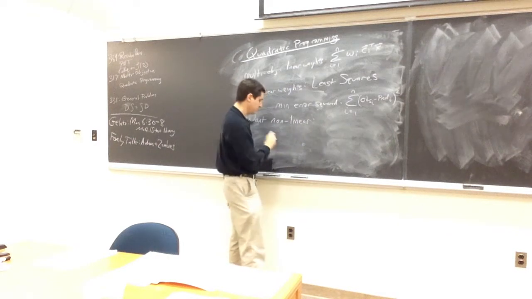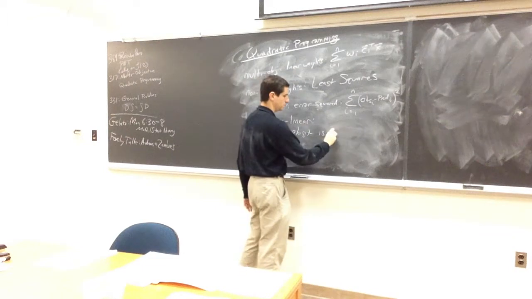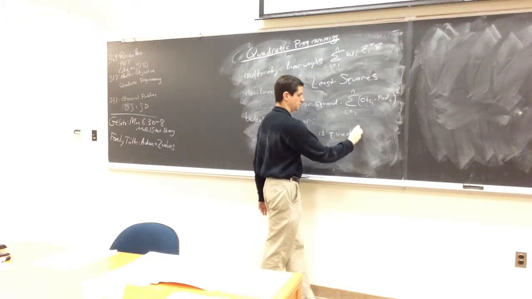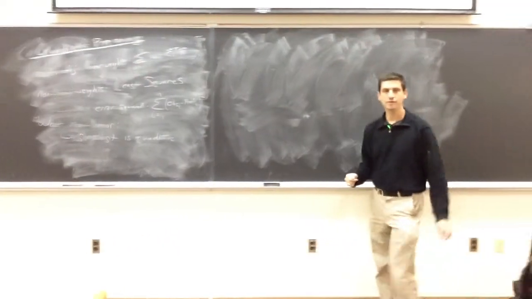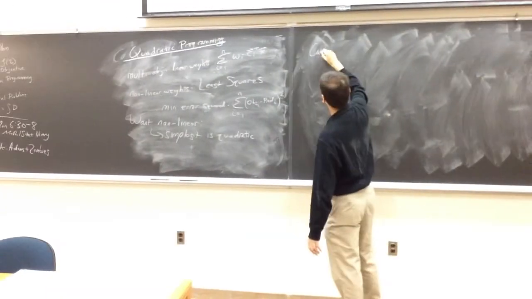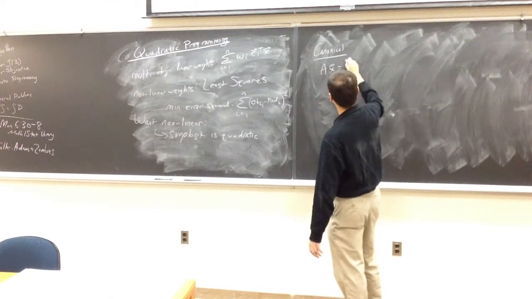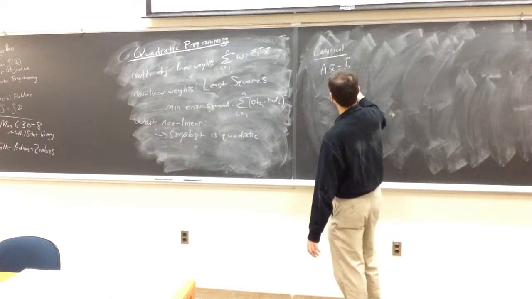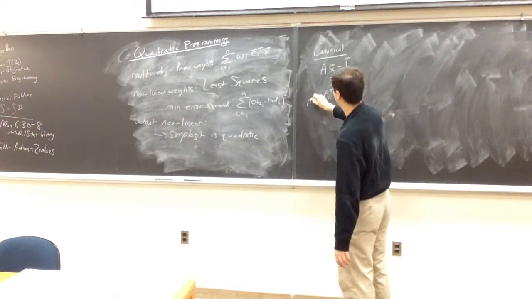And the simplest nonlinear is quadratic. Okay, so we have some choices. So the canonical problem was Ax = b, x ≥ 0, and we want to minimize c transpose x.